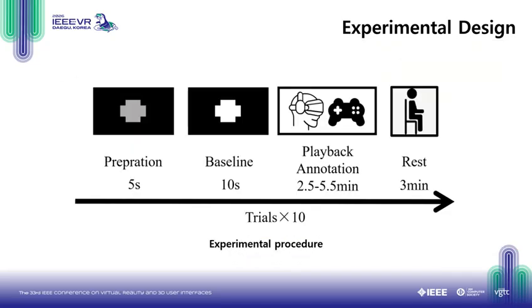The experimental procedure is shown in the figure. Each participant completed 10 trials. Each trial consisted of a preparation stage, a baseline stage, a playback stage, and a rest stage. In each trial, a previously unplayed video was randomly selected for playback. After the baseline stage, video playback and triggered data recording started simultaneously.